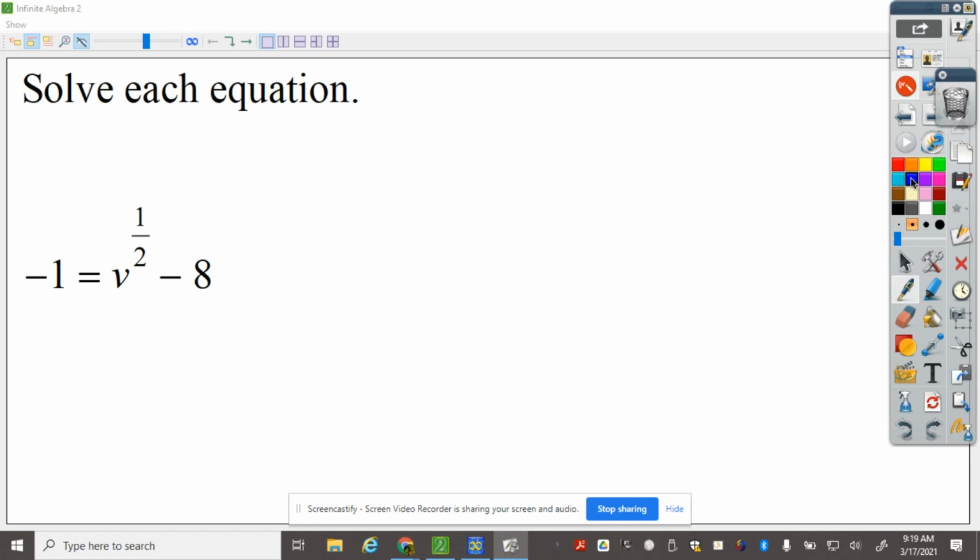Today we're going to learn about solving radical equations. A radical equation doesn't limit itself only to square roots. It could be a cube root, a fourth root, or a rational expression wherein the exponent is in fraction form.